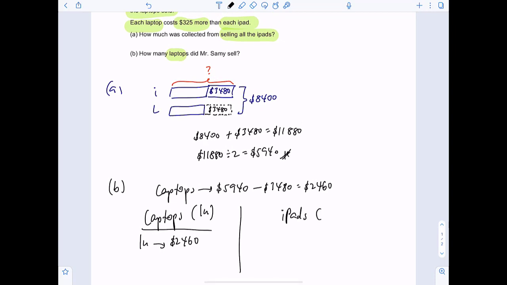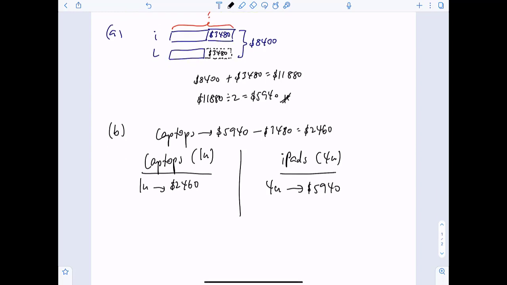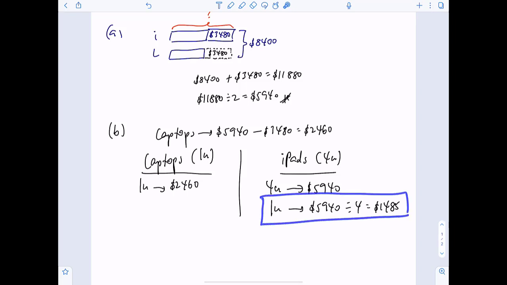Now how about the iPads? iPads, 4 units. Those 4 units of items will bring in 5940 in collection. And if you compare 1 unit for both, 5940 divided by 4 is $1,485. For 1 unit of iPads versus 1 unit of laptops, the laptops collection will be more.